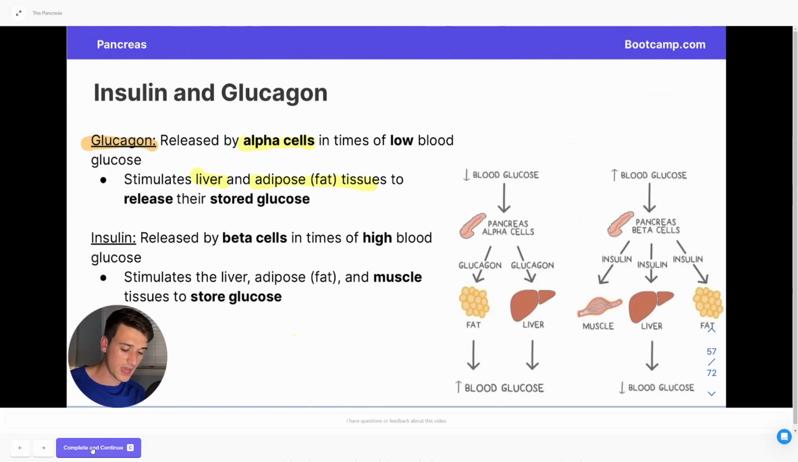On the flip side, we have insulin, which we now know is released by beta cells. And herein lies the opposite nature of insulin and glucagon, because insulin will be released in times of high blood glucose. And so now we're trying to solve a different problem where we have excess glucose in the blood. The solution for the pancreas then is to stimulate different tissues around the body that store this glucose to go ahead and take some out of the blood. In particular, the liver and adipose tissue, like we discussed with glucagon, but also muscular tissue is going to be tasked with storing glucose when it is stimulated by insulin.